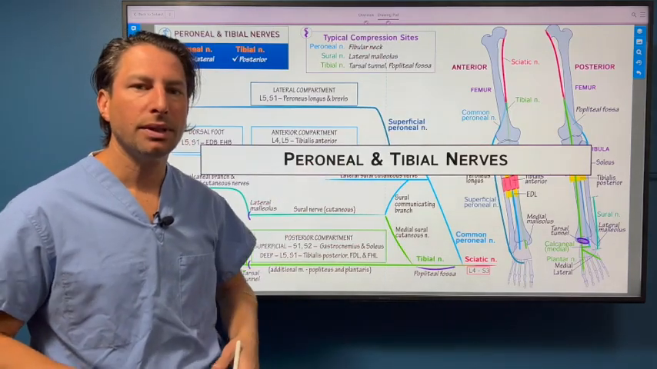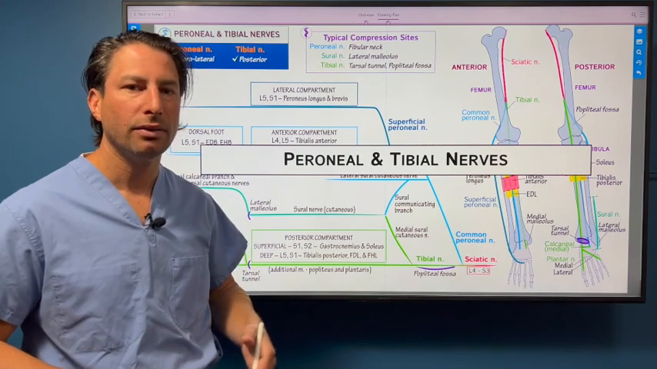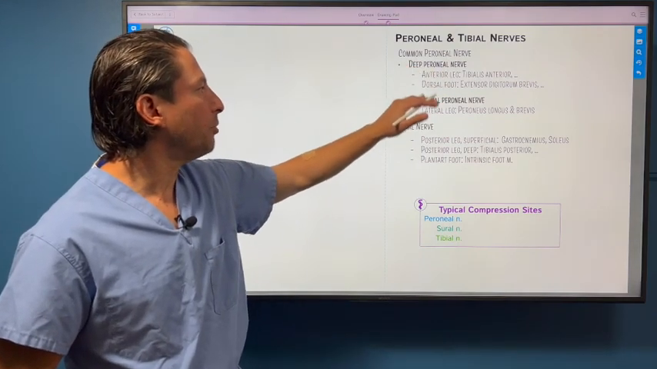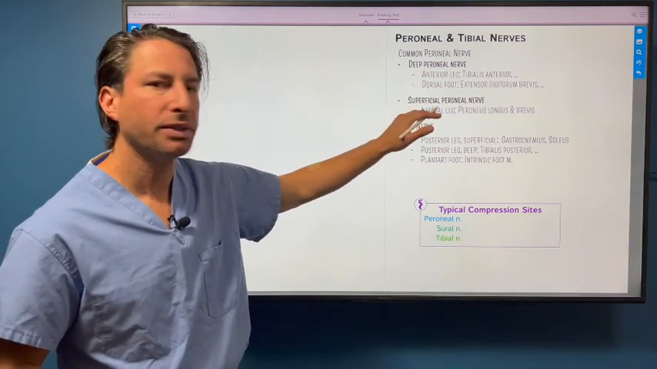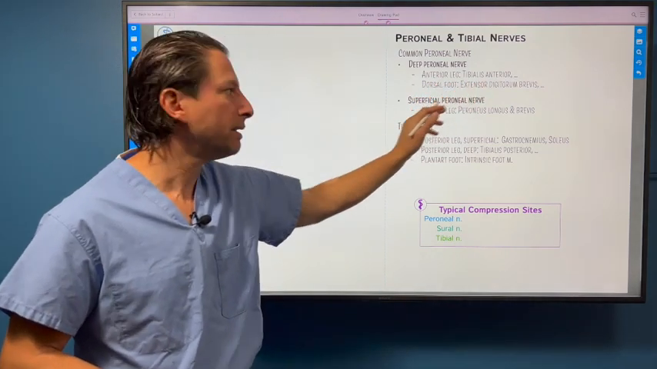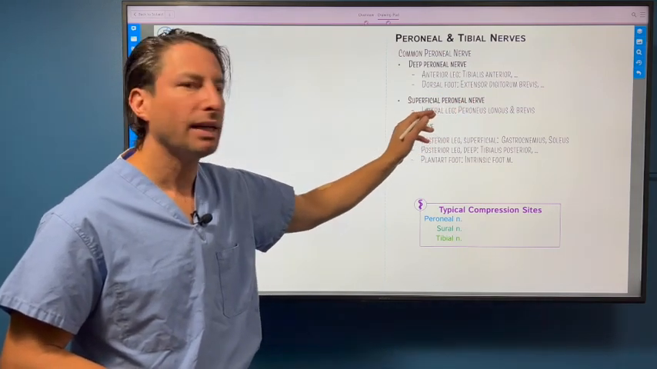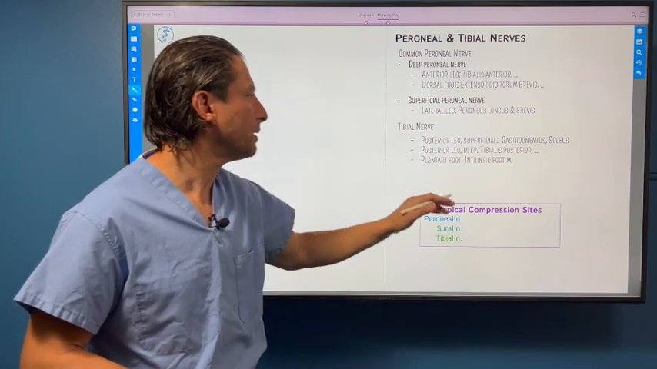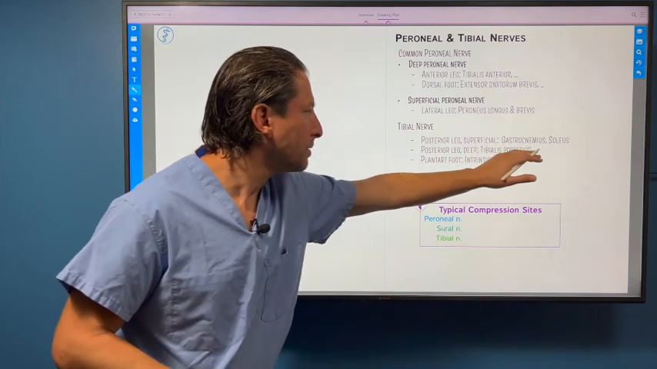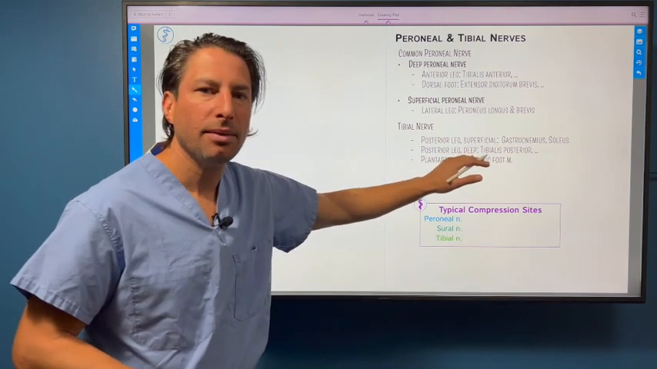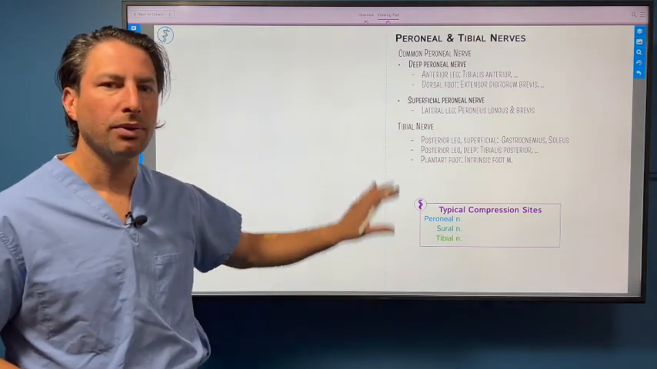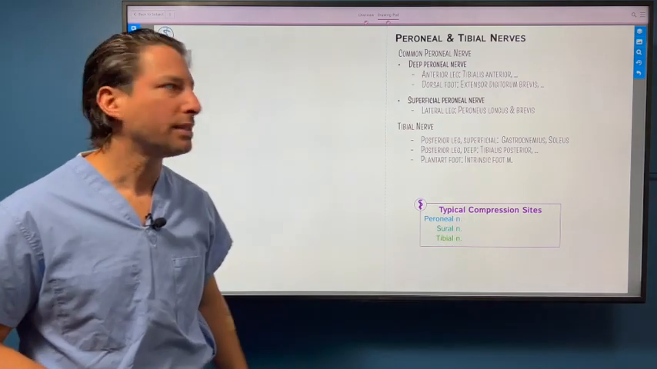Peroneal and tibial nerves, so these are branches of the sciatic nerve once you get distal to the knee. The common peroneal nerve branches into a deep peroneal nerve and a superficial peroneal nerve. The deep peroneal nerve, think anterior leg, tibialis anterior. The superficial peroneal nerve, think lateral leg, peroneus longus and brevis. And for the tibial nerve, think posterior leg, gastrocnemius and soleus superficially. From a deep standpoint, tibialis posterior, and then the plantar foot, the intrinsic foot muscles. So we're going to go through these nerves and then some key compression sites.